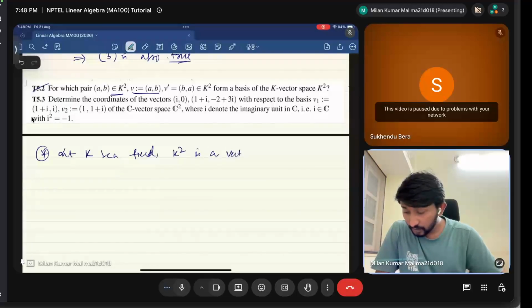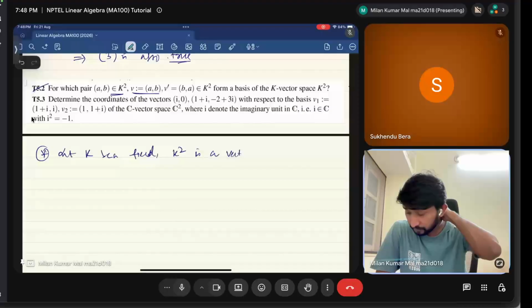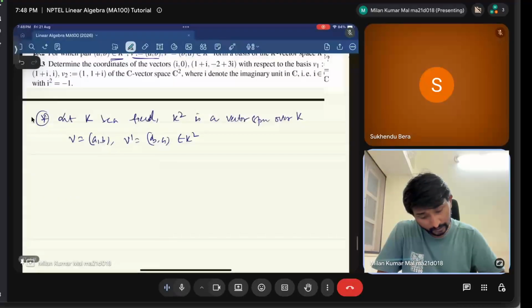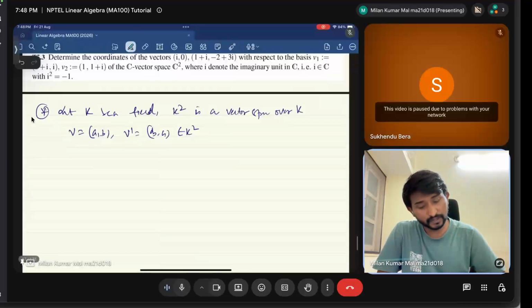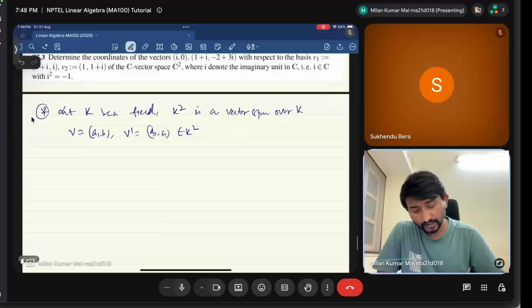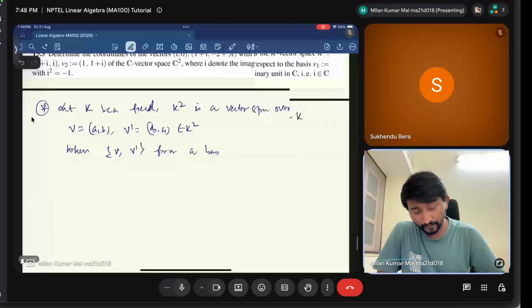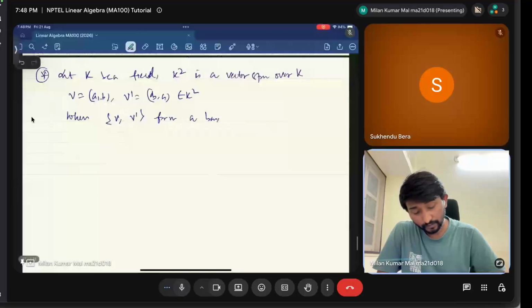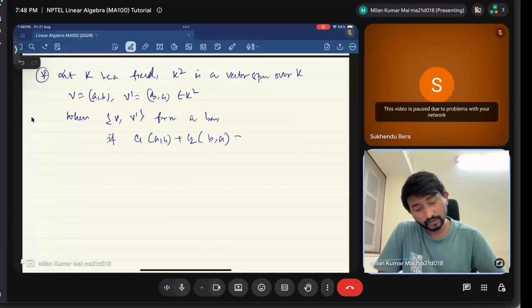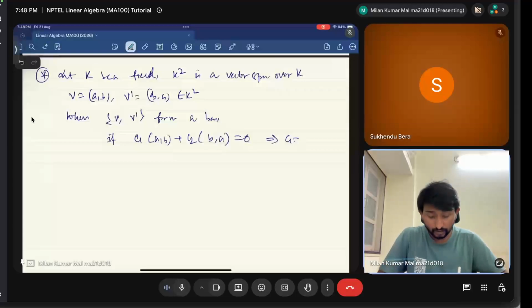Then the question is when they form a basis. This will form a basis if C1 AB plus C2 BA equals 0 implies C1 equals 0 and C2 equals 0. This is what we should have.